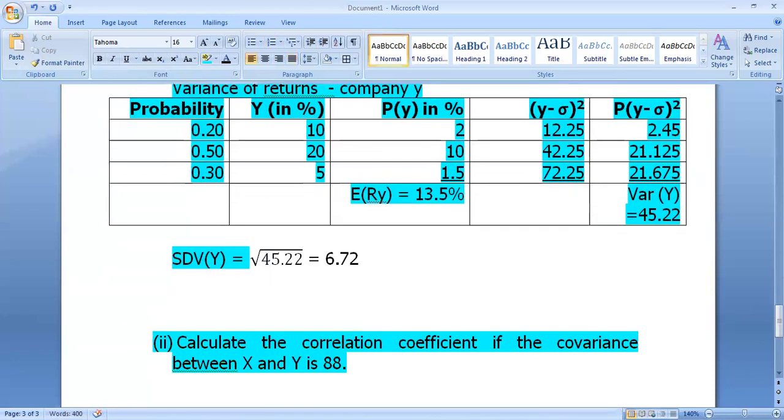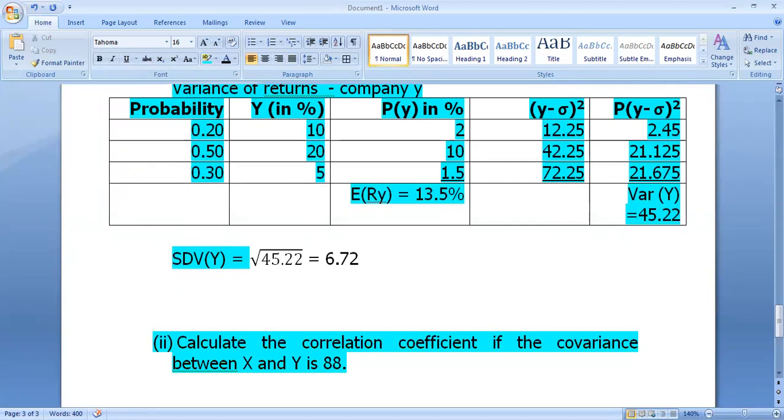What next? Calculate the correlation coefficient if the covariance between X and Y is 88. Now the correlation coefficient and the covariance, these two measure the linear relationship between the two variables, X and Y. Correlation, of course, looks at the strength of the relationship between the returns of company X and company Y.